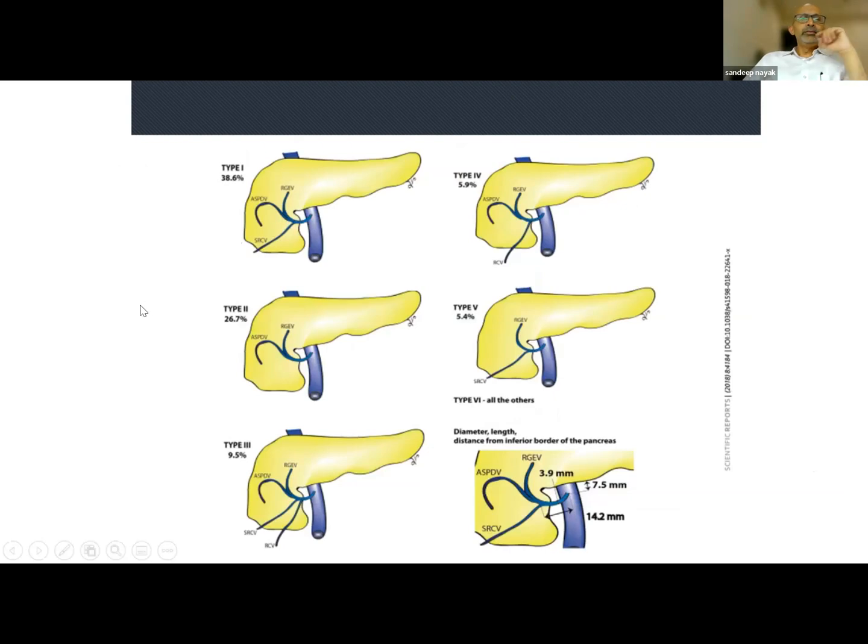Now, again, we are talking about variations of the loop of Henle. It becomes very, very important during right hemicolectomy because this is the area where most of the bleeding occurs, because the anatomy is highly variable. Look at the type 1 here, which is the most common, and the most common one itself has an occurrence of less than 40%. So variations are the norm, they are not an exception. So you have to look at the area very, very carefully.